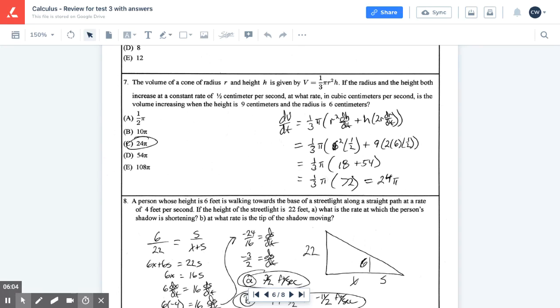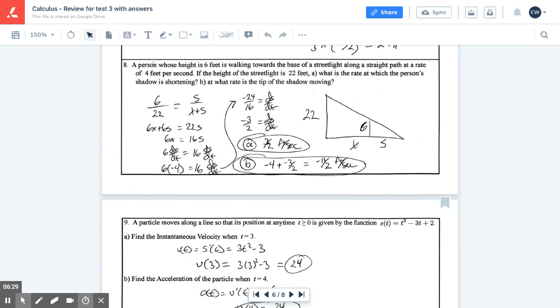Then we plug in everything we know. Plug in 6 for the radius, so I plug in 6 there. Both of my rates are 1/2, so I plug in 1/2 to both of those. And then my radius is 6 here, and my height is 9. Clean this up, I get 18. Clean this up, I get 54. 18 and 54 gives me 72. Multiply that together, gives me 24 pi. So my answer would be 24 pi.